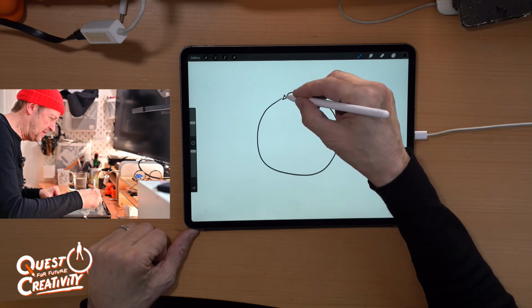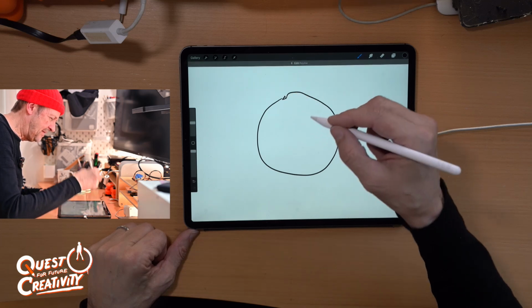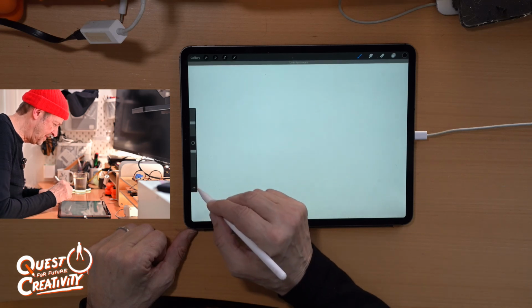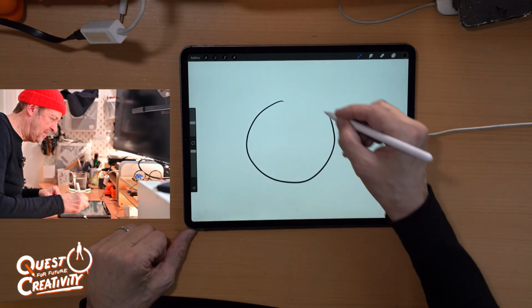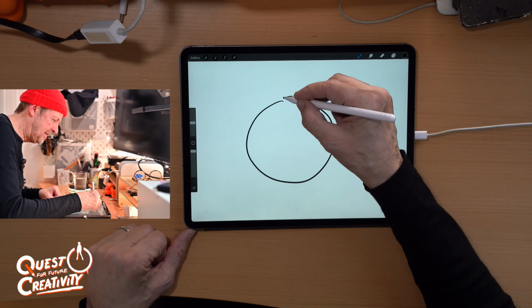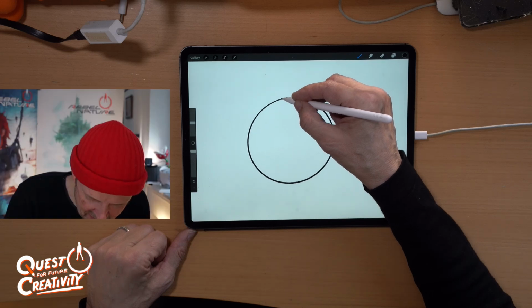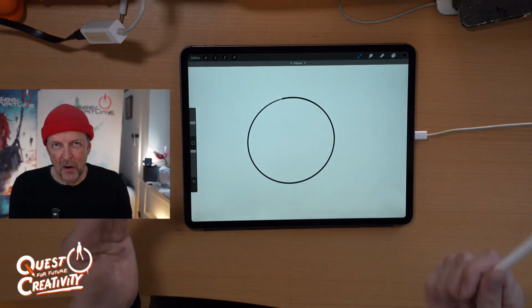Should be supposed to snap. Yeah, that was nice. Okay, yeah, the perfect circle.